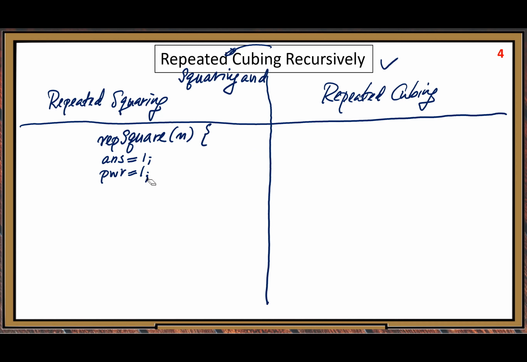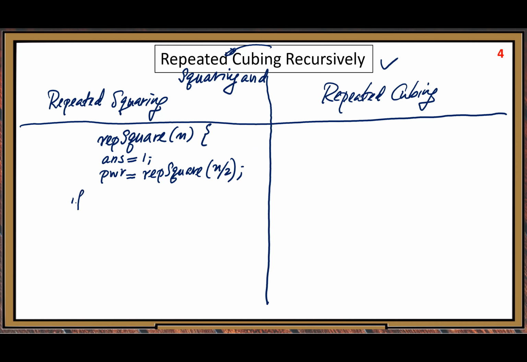Let's say the power. Because of the squaring, we explore the squaring structure. The power equals a recursion call with n over 2. How about that? Yes, n over 2, because we split. This is a recursion call.